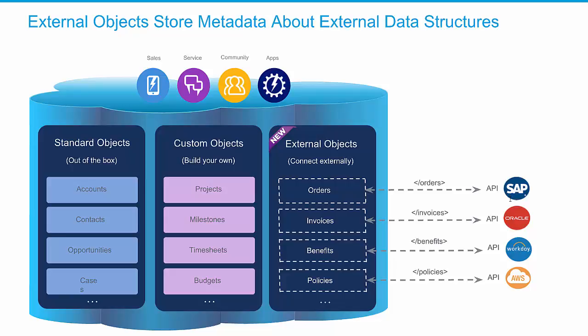But Salesforce Connect gives us this third type of object, which is called an external object. The way I like to think about an external object is it's essentially a view via an API into any data source that you can imagine. Pretty powerful when you think about it.